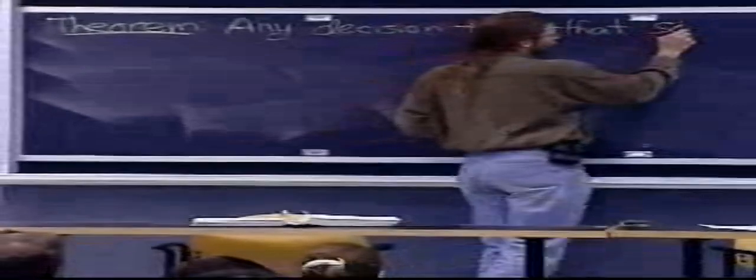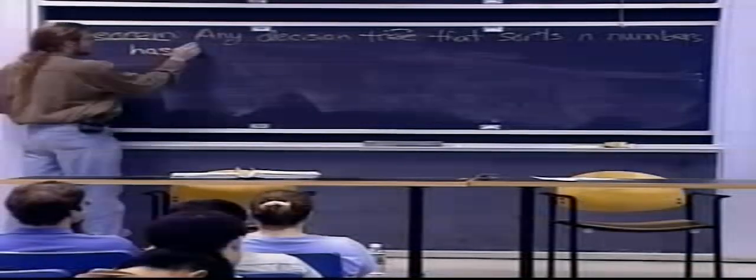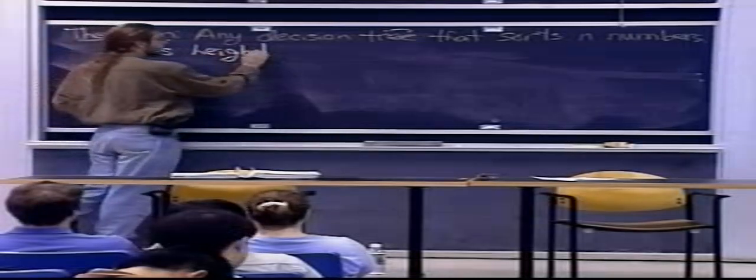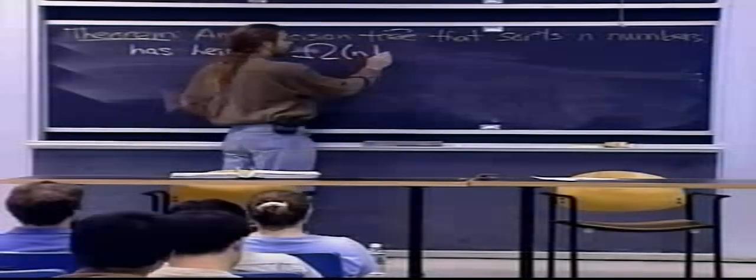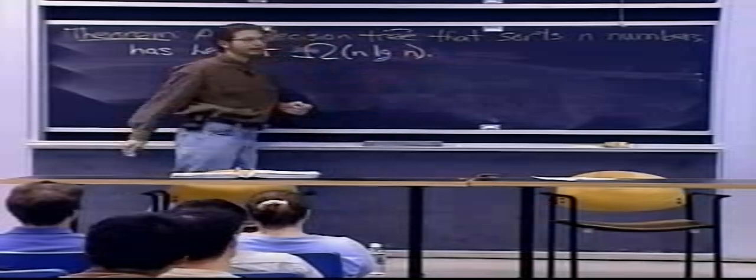So one way to say that is: if we have any decision tree that's correct, so it sorts n numbers, then that decision tree has height at least n log n. So that's the claim. Let's see, are there any ideas on how to prove this?